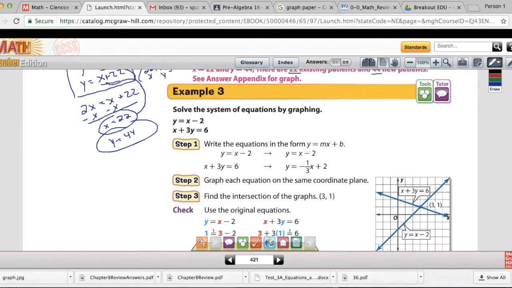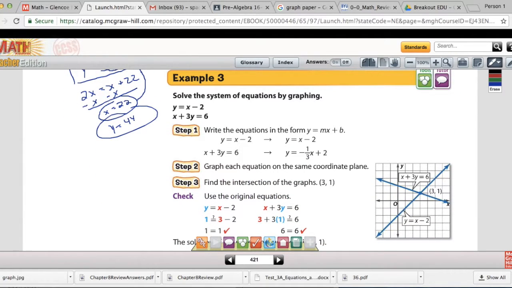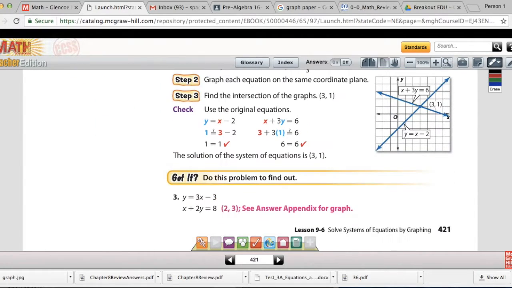Okay, in example 3, we are solving the system again by graphing. Notice that step number 1 has you write them in y equals mx plus b form. You don't have to do that because you know that using a t-table is another strategy that you can use. But in this case, it's shown for you there, so I will model that at the bottom of page 421.